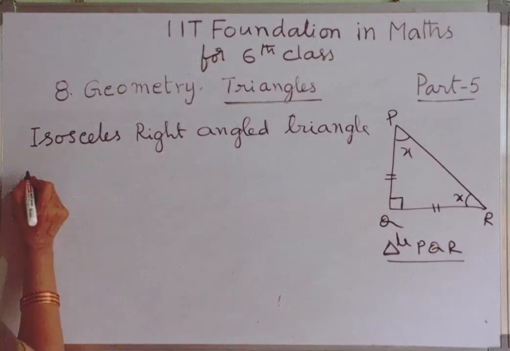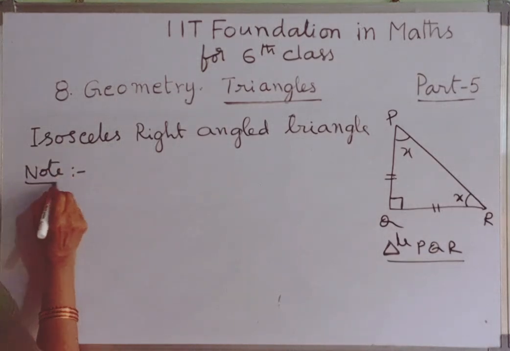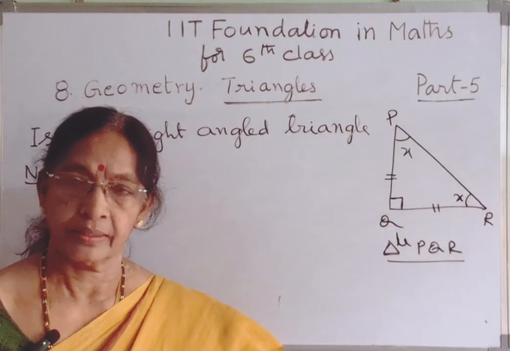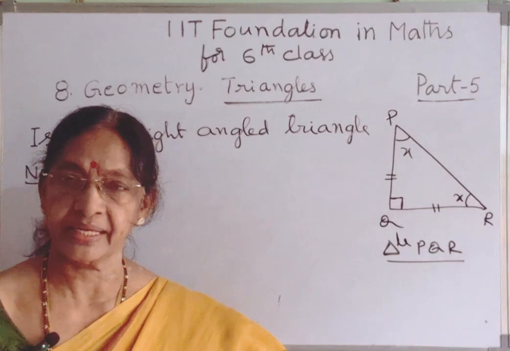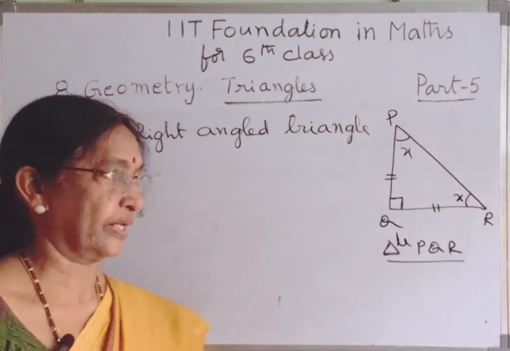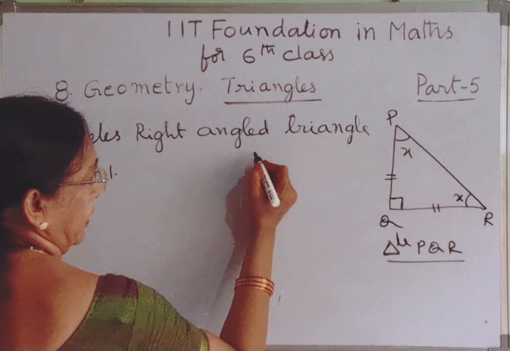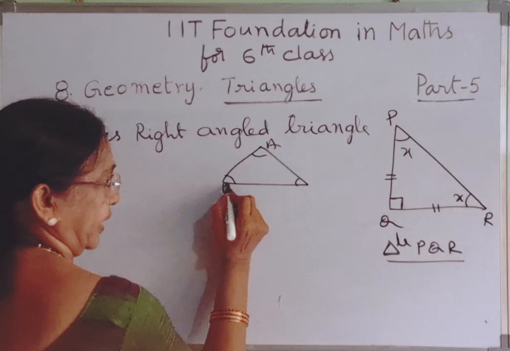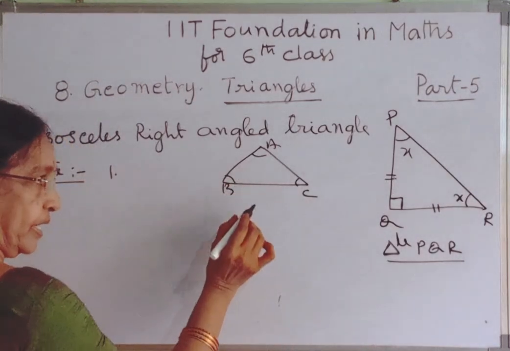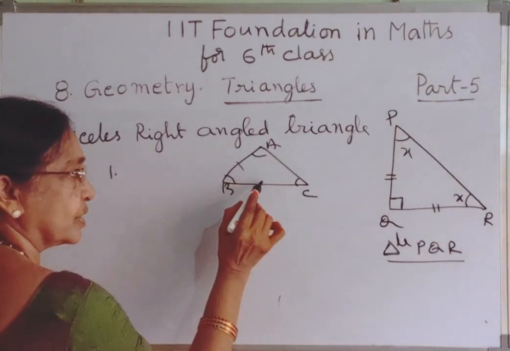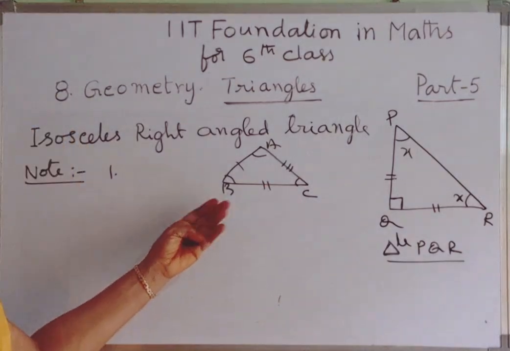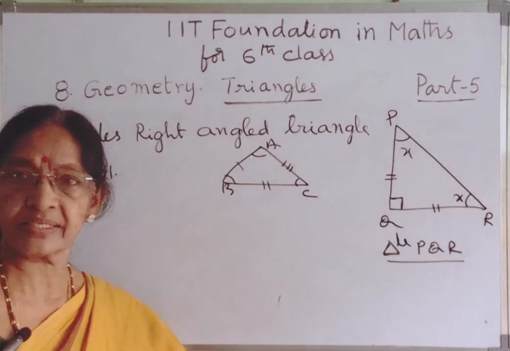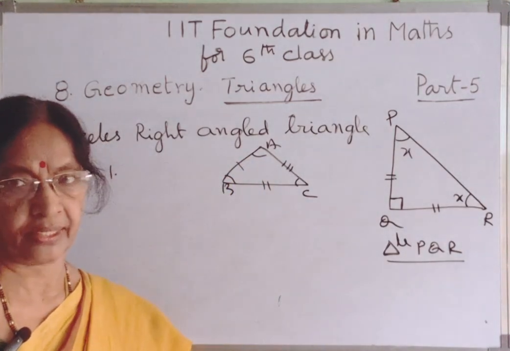Next, let us note some important points. A scalene triangle may be an acute angle triangle, right angle triangle, or obtuse angled triangle. So for example, all the three angles are acute. So triangle ABC is an acute angle triangle and these three sides are different. It is a scalene triangle. As the three sides are different, it is a scalene triangle, and the three angles are also acute. It is an acute angle triangle.